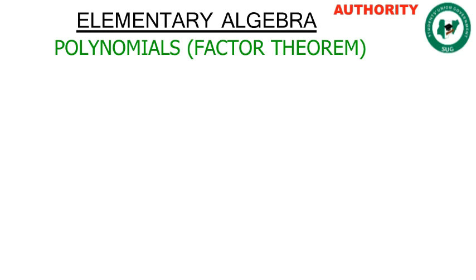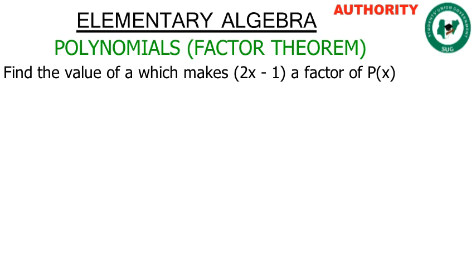Let's take another example on factor theorem. Okay, now let's take this question. Find the value of a which makes 2x minus 1 a factor of p of x, which is equal to 2x cubed plus ax squared minus 13x plus 6.